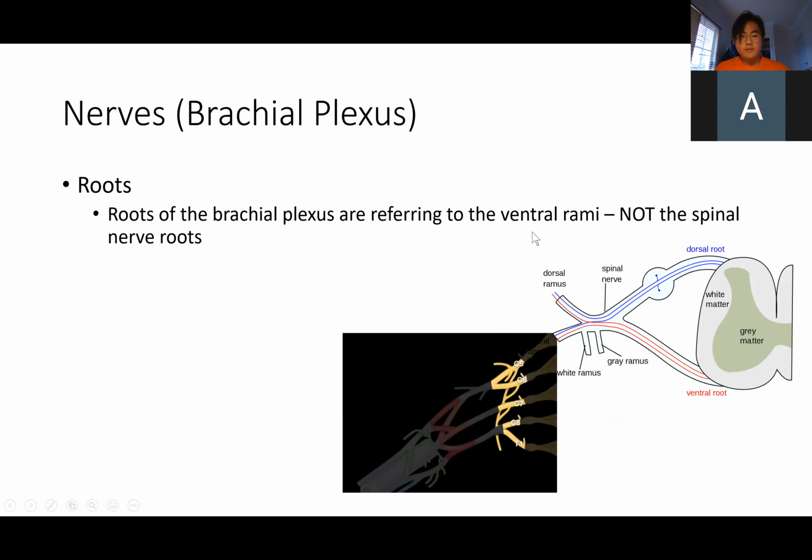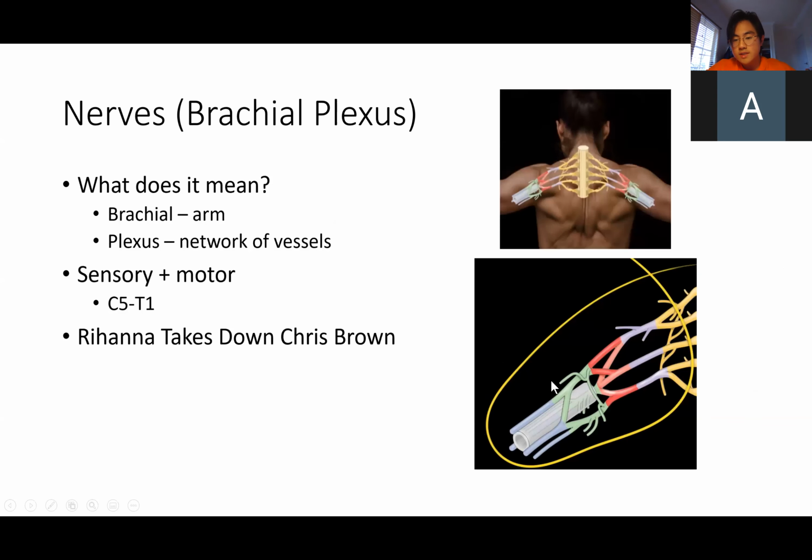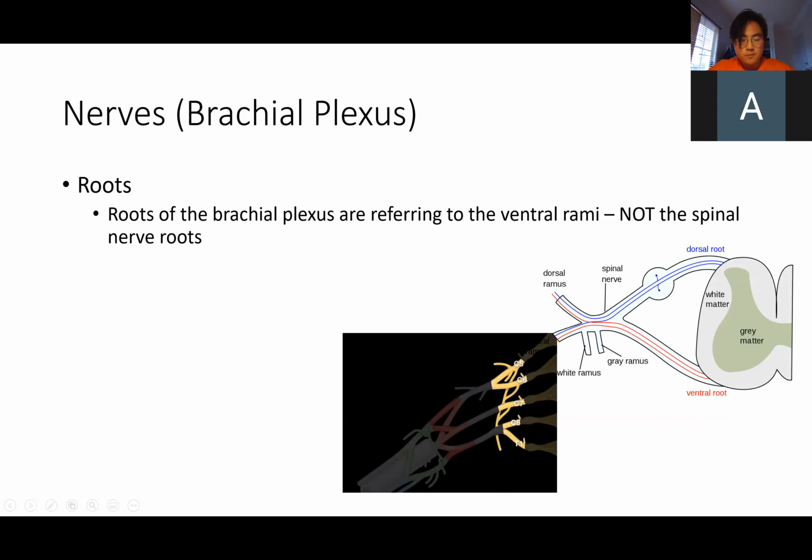Now let's talk about the first part of the brachial plexus, the roots. The roots aren't really that important, they aren't as important as some other sections. It's the cords and the branches that are really important to understand for the brachial plexus. The roots play a lesser role.